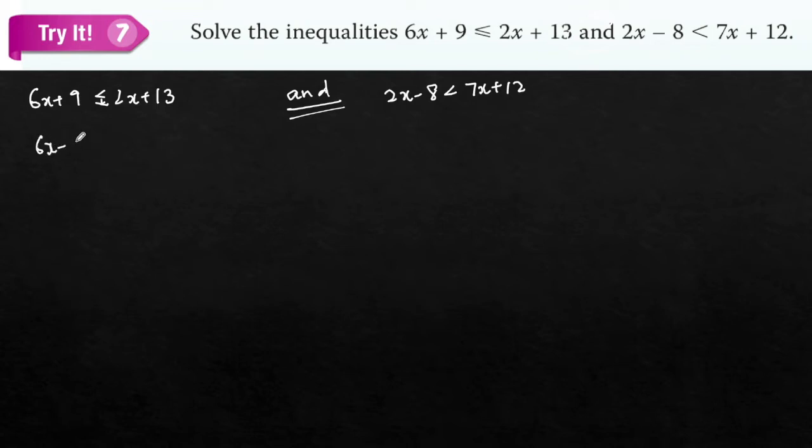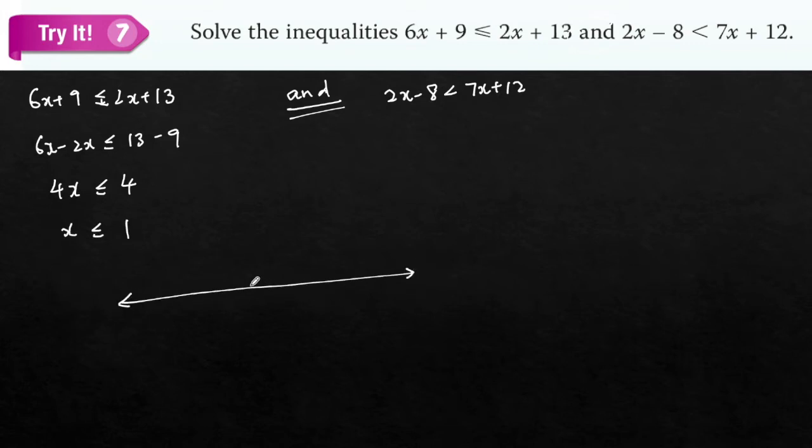So I'm going to move all the x to one side. I'm going to have 6x minus 2x is less than or equals to 13 minus 9. So 4x is less than or equals to 4. X is less than or equals to 1. If I were to represent this on a number line, reference point 0, 1, x is over here. X is less than or equals to 1.